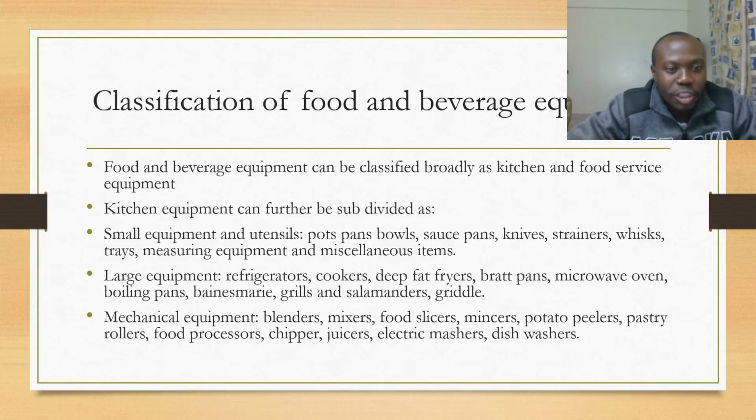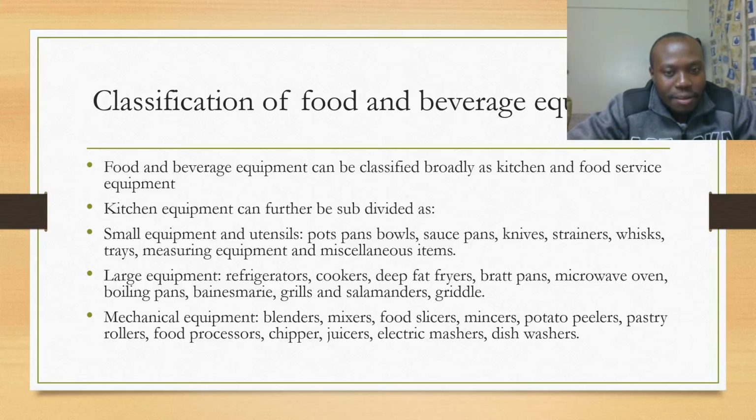The second subdivision of kitchen equipment includes the large kitchen equipment. And by saying large, it means these equipment are large in size. And they include, but again not limited to, refrigerators, cookers, deep fat fryers, bread pans, microwave oven, boiling pans, bains marie, grills and salamanders, and griddles.